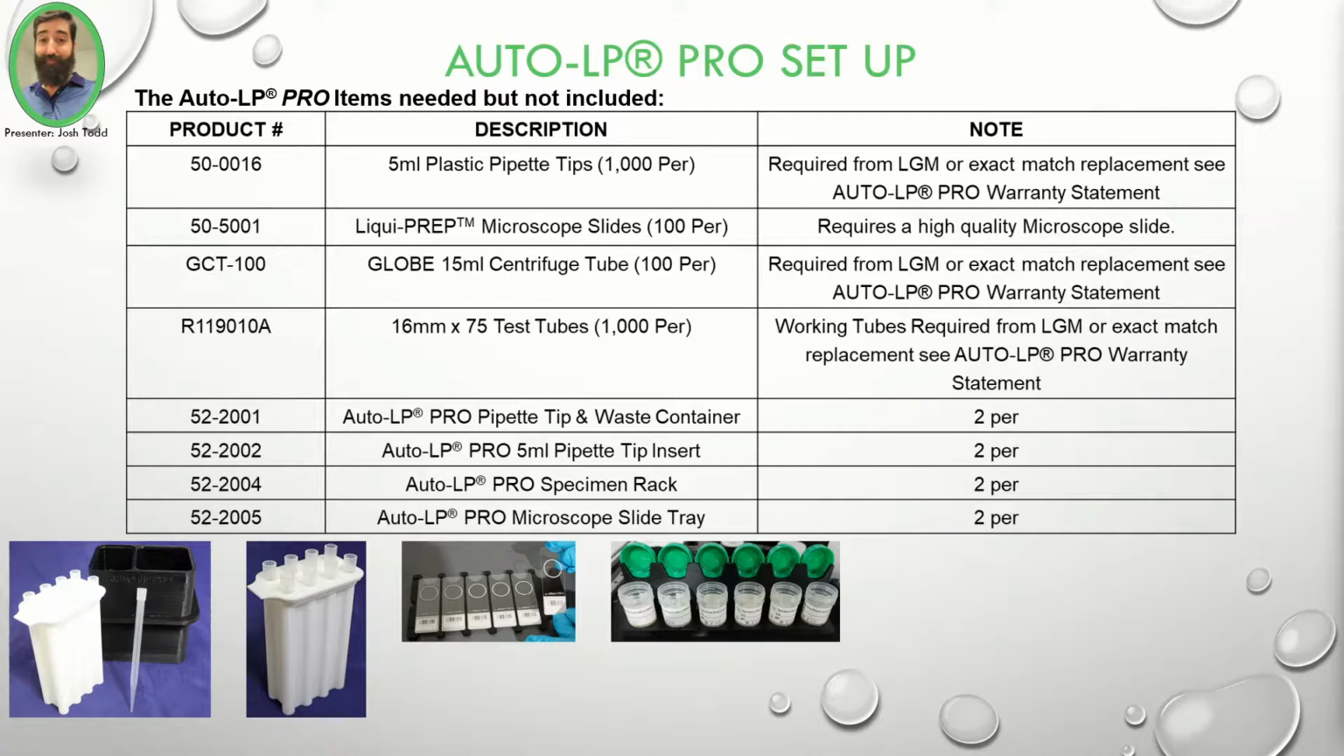For the 52 series AutoLP Pro accessories, 2 of each, the pipette tip and waste container, 5 ml pipette tip insert, specimen rack, and microscope tray are included with your purchase. It is recommended to purchase 1 additional set of accessories to ensure continuous processing without the need to clean after each run.